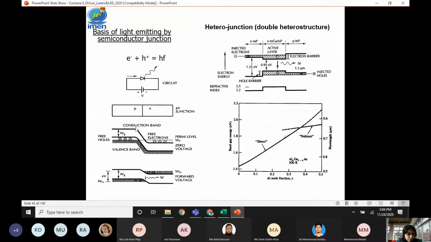Okay, so they cannot freely move to recombine. In order for a photon to be formed, carriers need to recombine. Electrons need to recombine with holes to produce photons. So we provide a forward voltage, and with this forward voltage, you can see that this barrier is reduced, and electrons and holes can recombine, and recombination causes emission of photons.